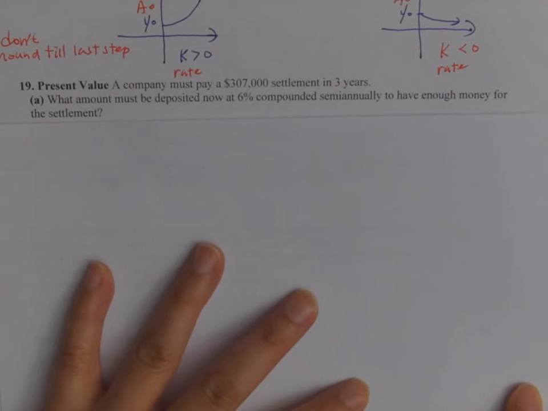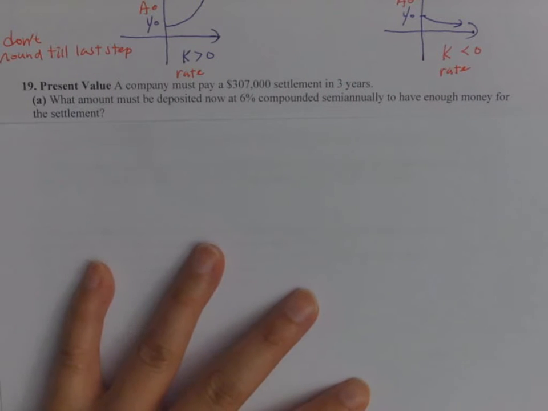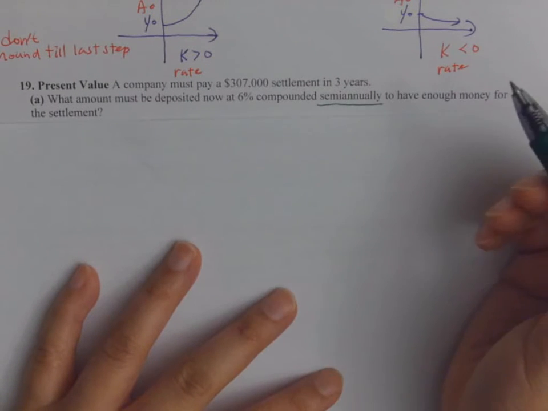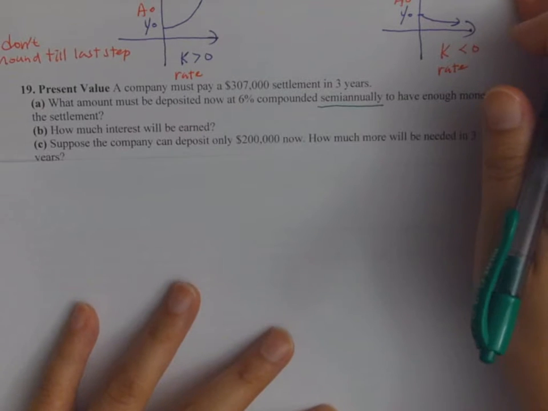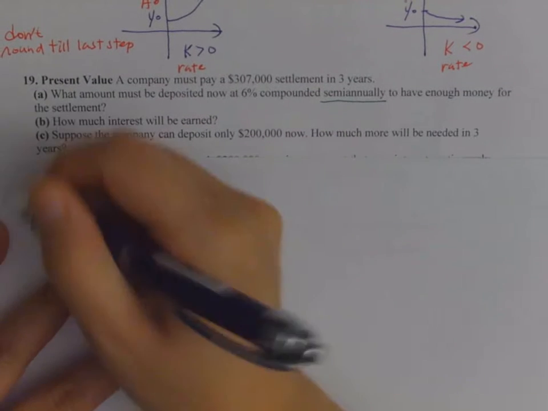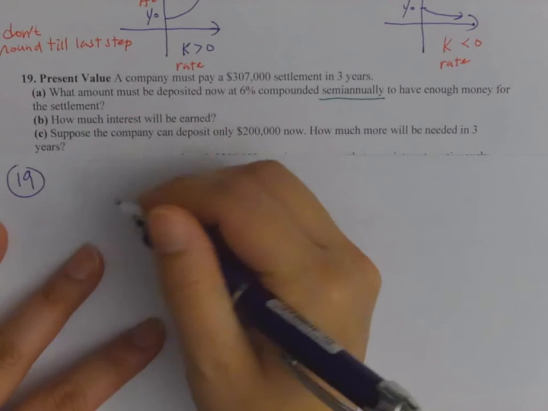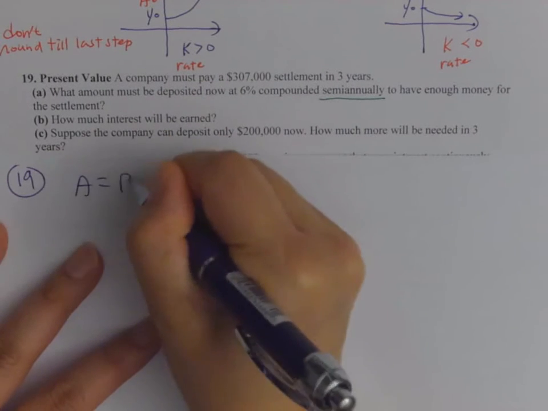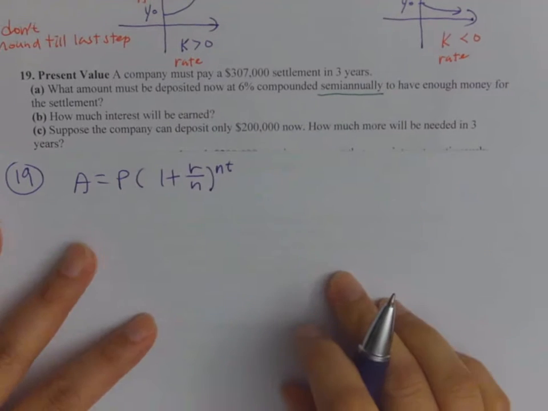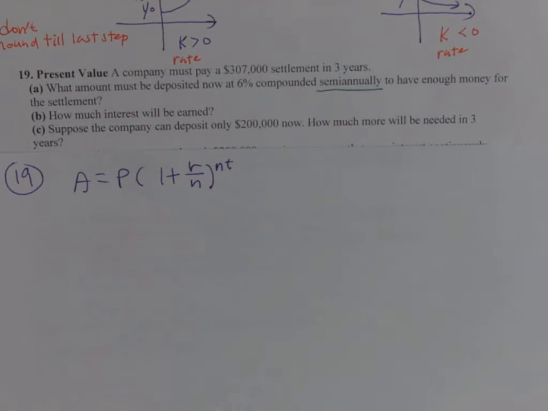The first one is talking about present value. A company must pay a $307,000 settlement in 3 years. So they want to know what amount must be deposited now at 6% compounded semi-annually to have enough money for the settlement. So we're going to do one lump sum of money, and this is going to be semi-annually. So it's compounding n times a year.